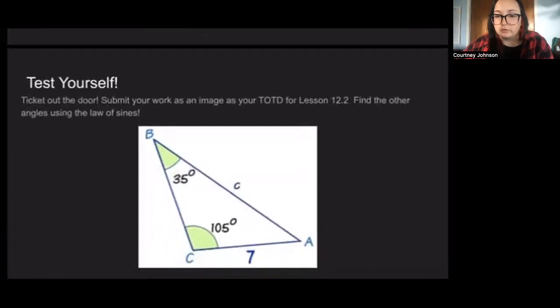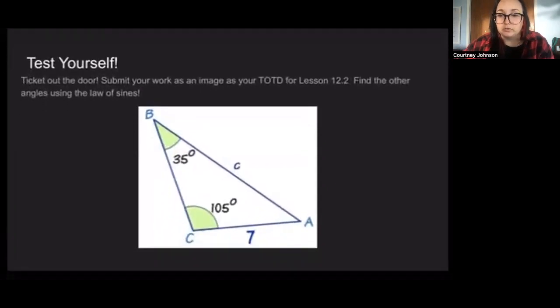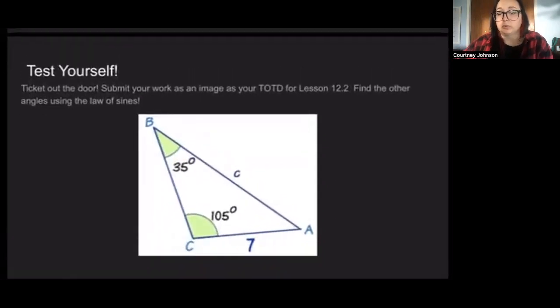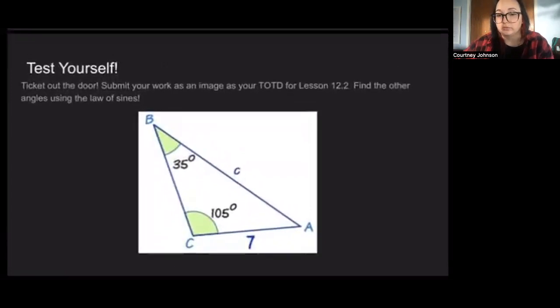And then for your ticket out the door assignment, I want you to submit your work as an image for your TOTD for lesson 12.2b. Find the other angles using the law of sines.